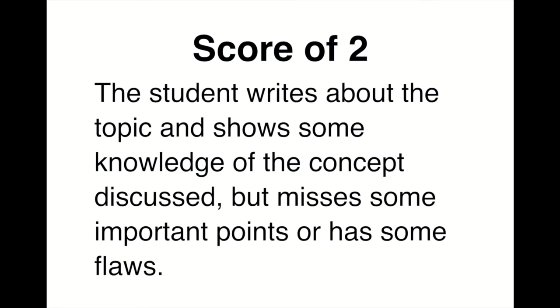Now, a score of 2 is probably the equivalent of basic, and this is where we get competency. We really want students at 3 or 4, but 2 is where we want the bulk of our students to be at least at. The student writes about the topic and shows some knowledge, but misses some important points or has some flaws. In other words, the writing is kind of there, and you kind of get the gist that, okay, they know a thing or two about the topic, but apart from that, there are still some major flaws. They might say some stuff that's incorrect or not completely answer the question correctly.